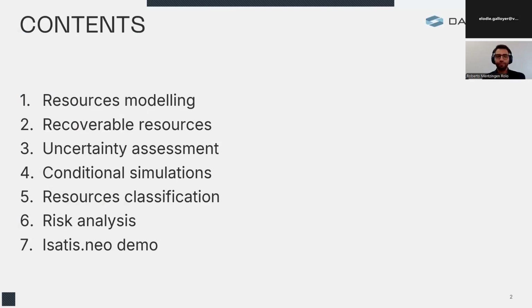So in this presentation, we will begin with an overview of the traditional resources modeling workflow. From there, I'll highlight some of the key challenges it presents, particularly when it comes to calculating recoverable resources and assessing uncertainty. Next, we will introduce geostatistical conditional simulations and explore how they can be applied, especially in the resources classification and risk analysis. And finally, we will look at how these techniques can be put into practice using Isatis.neo, with practical examples to show their value in real-world projects.